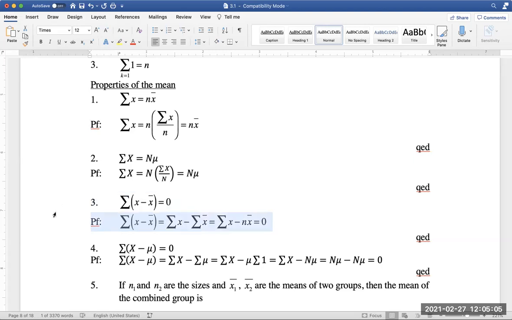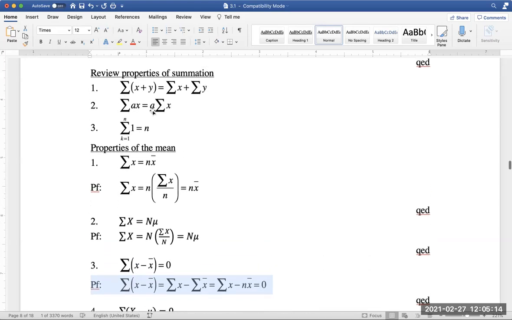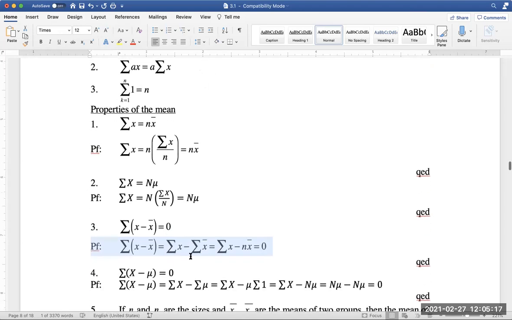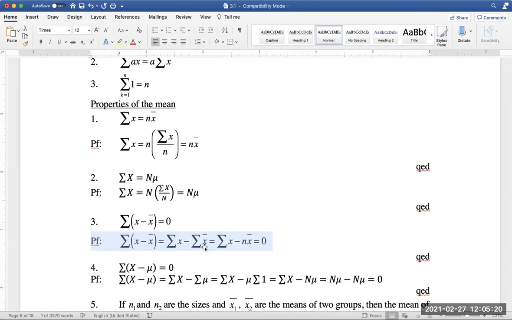So let's try to show this. Well, the sum of x minus the sample mean, by the properties of summation, is just the sum of x minus the sum of the mean, but the mean is constant. So I can bring the mean out in front of the summation. So it's just the sum of x minus the sample mean times the sum of one, but the sum of one is n. So this is the sum of x minus n times the sample mean. But by property one, these are equal, and so the difference is zero. And that's what I wanted to show.